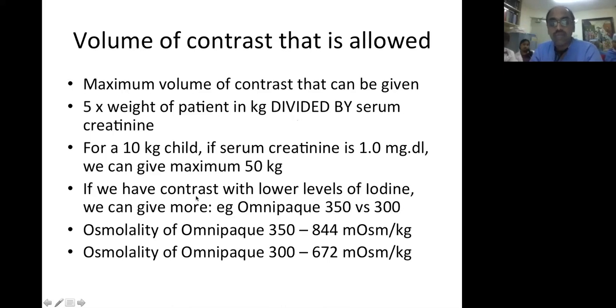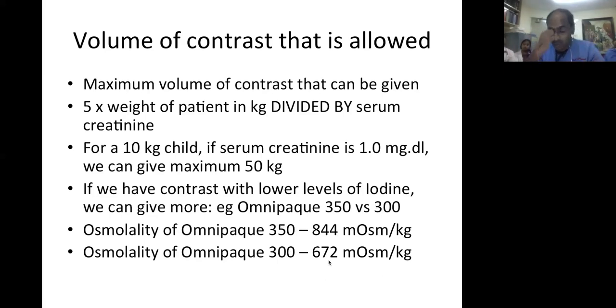But you have to remember, if you have contrast with lower levels of iodine, we can give more. For example, instead of Omnipaque 350, which is what we commonly have in India, if you are able to get Omnipaque 300, then you can afford to give a little bit more. The osmolality of the agent depends on how many milligrams of iodine per ml are present. So 350 is actually 350 milligram of iodine per ml of contrast, and that will have 844 milliosmol per kg. But 300 means it's 300 milligram. When we reduce proportionately, the osmolality will also reduce and it is a little bit less nephrotoxic. So you can afford to give a little bit more contrast.